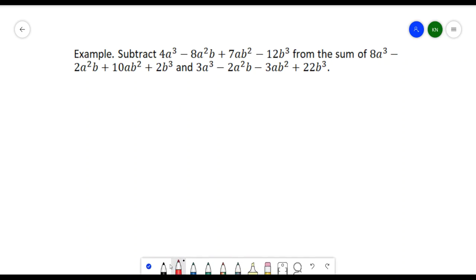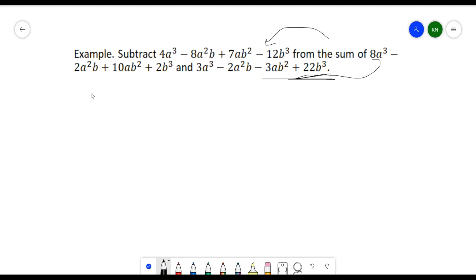Subtract 4a cubed minus 8a squared b plus 7ab squared minus 12b cubed from the sum of 8a cubed minus 2a squared b plus 10ab squared plus 2b cubed and 3a cubed minus 2a squared b minus 3ab squared plus 22b cubed. So basically, we need to find first the sum of these algebraic expressions before we can perform the subtraction. So first, let's do that one.